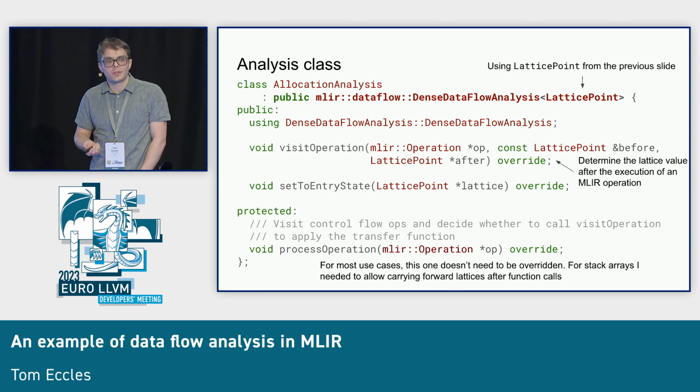And finally, as I mentioned, in my particular analysis, it makes sense to ignore subroutine calls. In lots of other analysis, you wouldn't make that assumption, so the framework would behave differently than I've described for subroutine calls. If you want to change that, you'd override process operation. But for most of the time, you wouldn't need to do that.